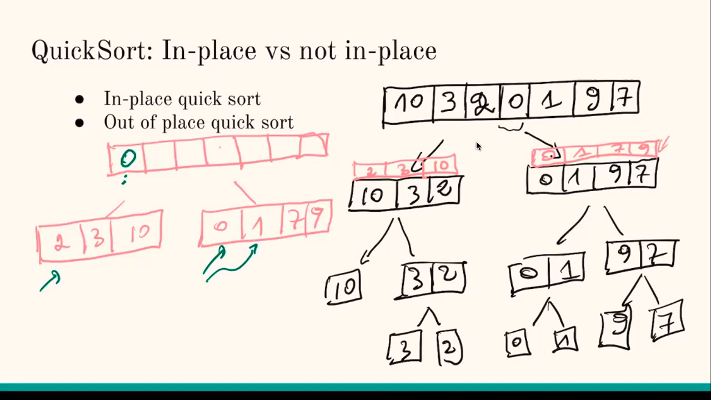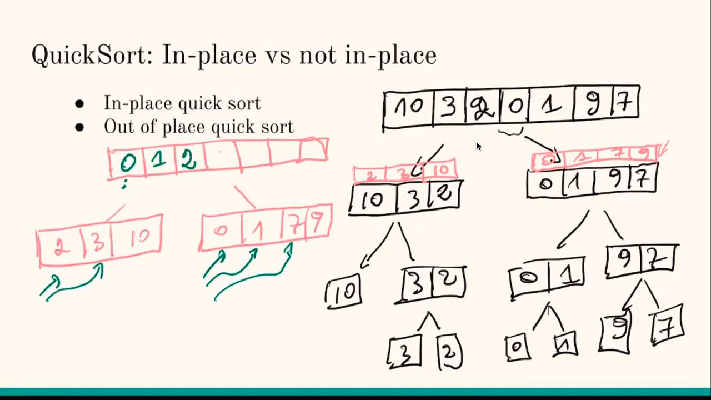I copy 1 here and I move the index there. Okay, and I compare 7 and 2. What is the minimum? The minimum is 2. This means I move this here and I will copy 2 there.